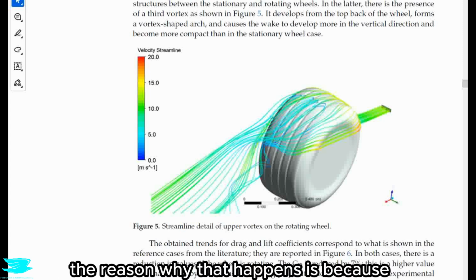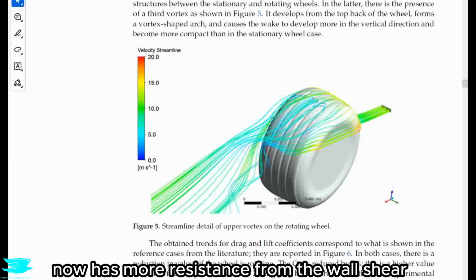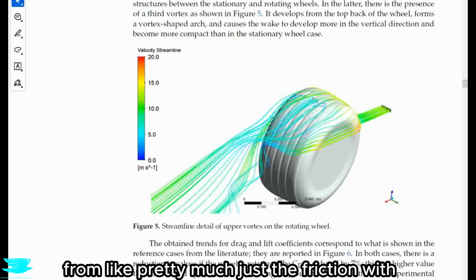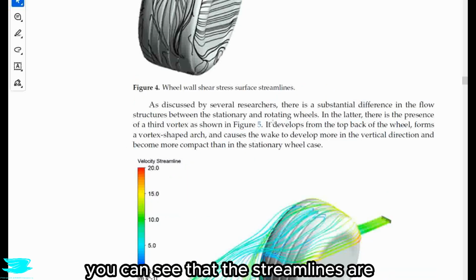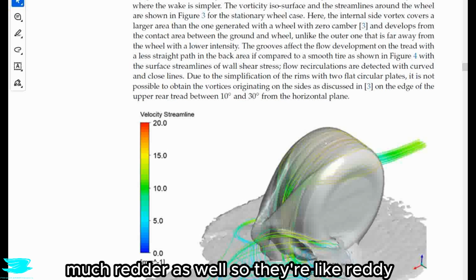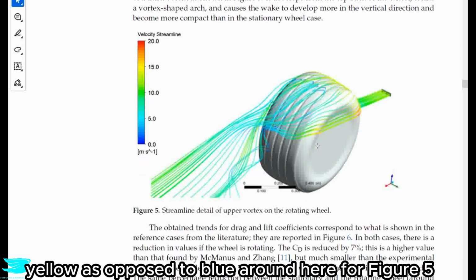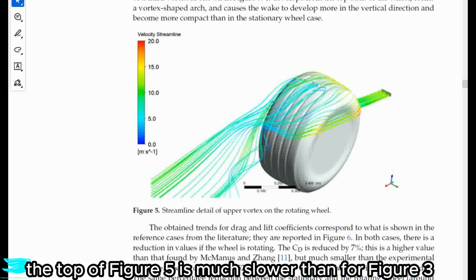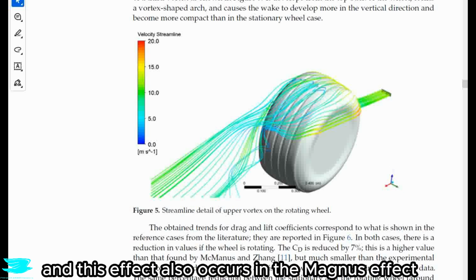The reason why that happens is because the wheel is rotating forwards. So the flow over the top now has more resistance from the wheel shear, pretty much just the friction with the wall. That decelerates it faster and makes it detach right there. And I mean, in figure 3, you can see that the streamlines are much redder as well. So they're reddy yellow as opposed to blue around here for figure 5. So that shows us that the flow around the top for figure 5 is much slower than for figure 3. So that is a major difference in the flow structures between the stationary and rotating wheels. And this effect also occurs with the Magnus effect.